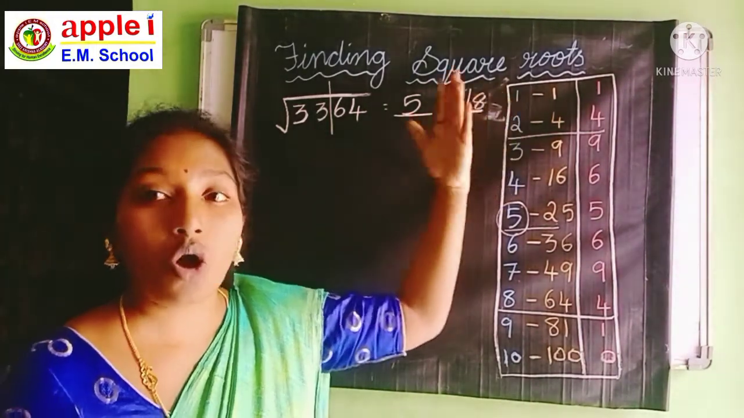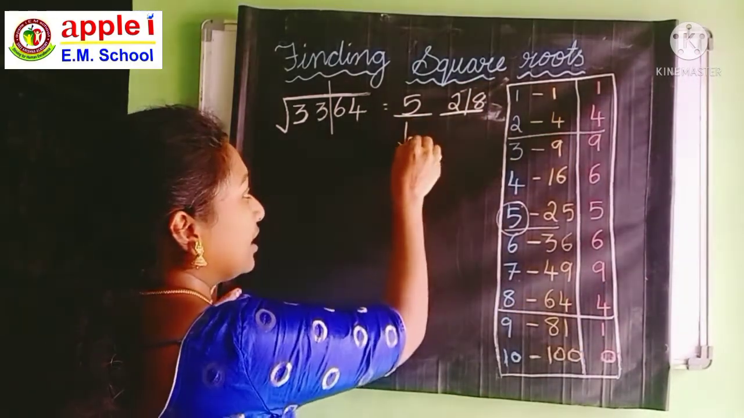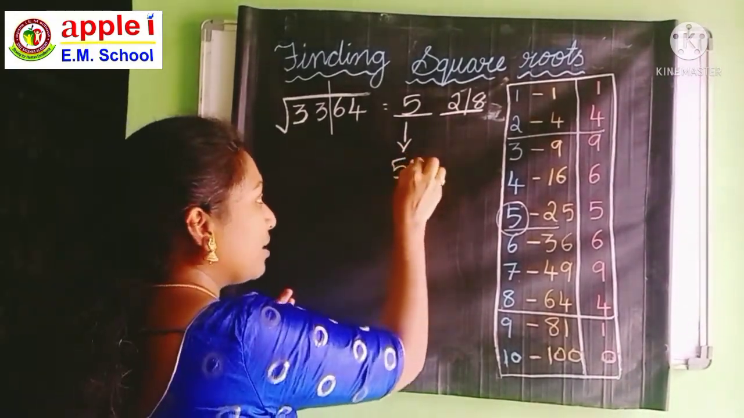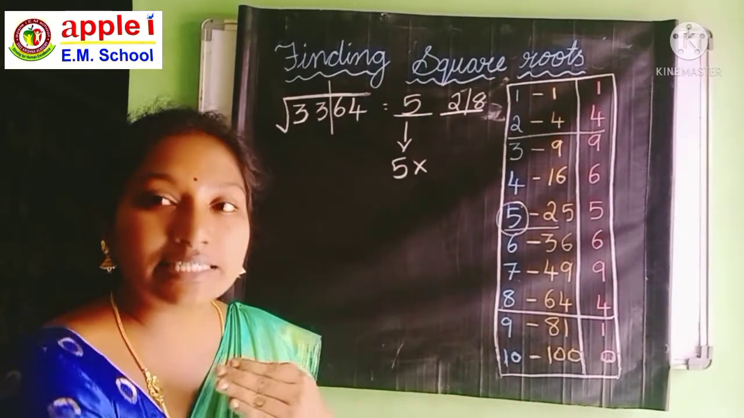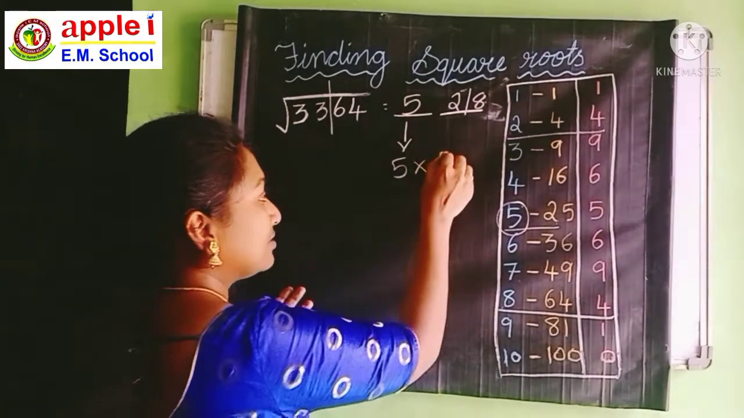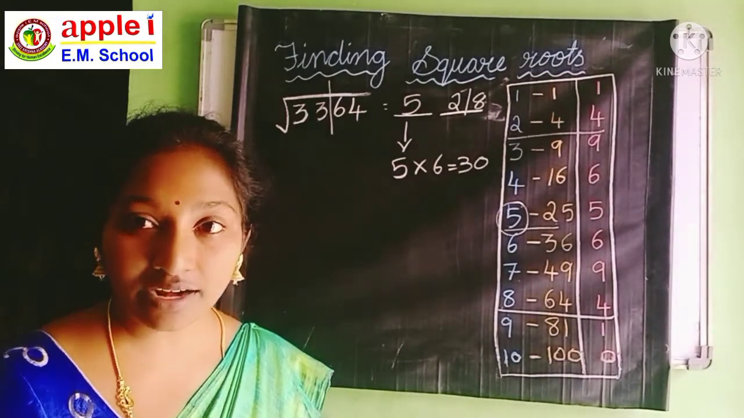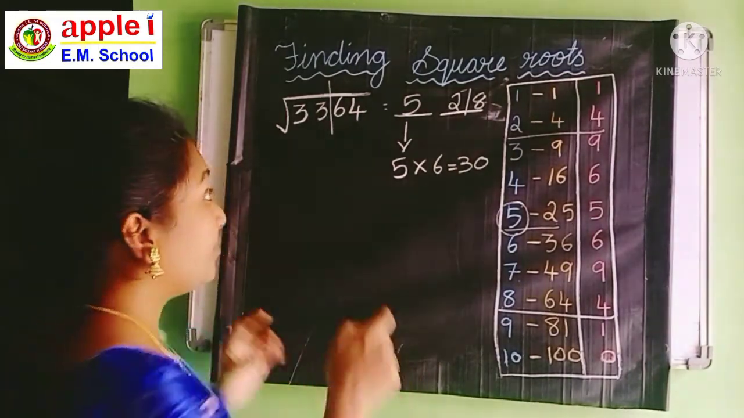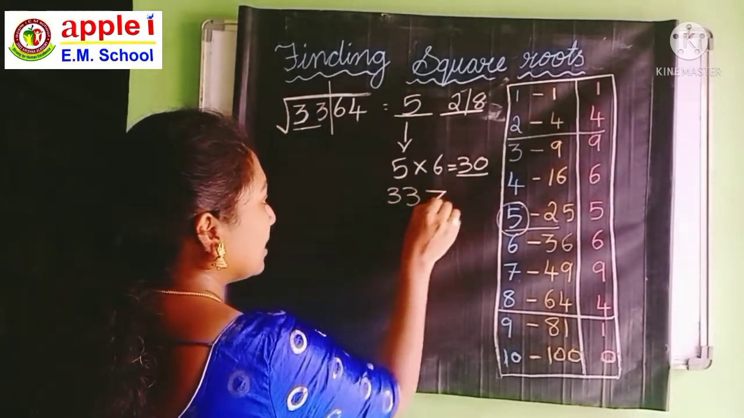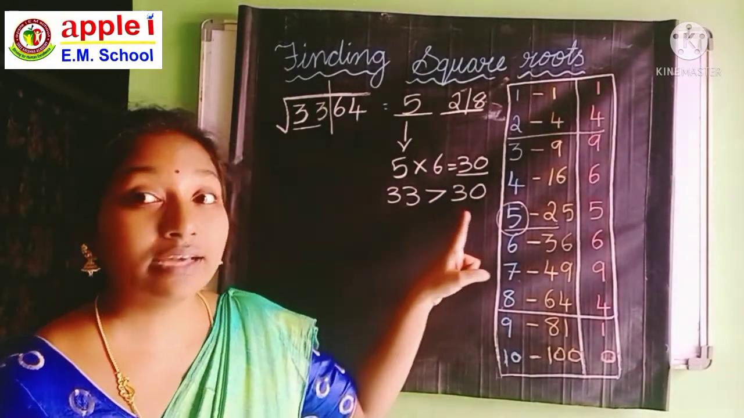Now we have to check which number will come here, either 2 or 8. How to check? Here we have 5 in the tens place. This 5 is multiplied with the next number, 6, since 6 comes after 5. 5 sixes are 30. Now we have to compare these two numbers. 33 is greater than 30.